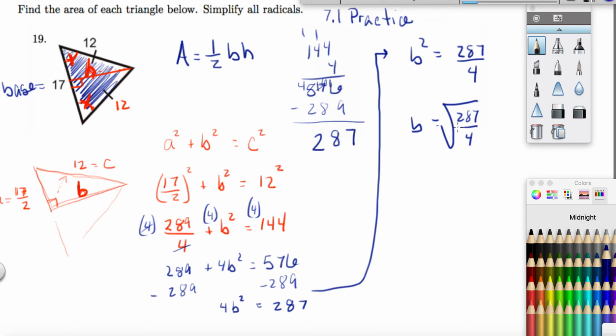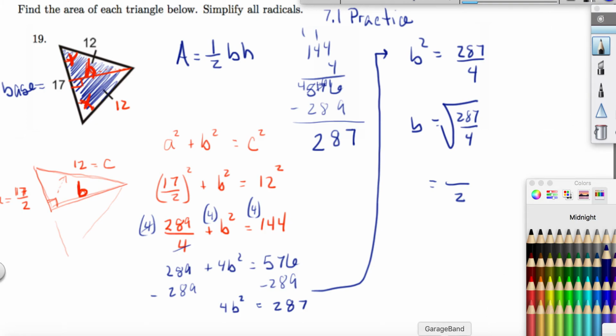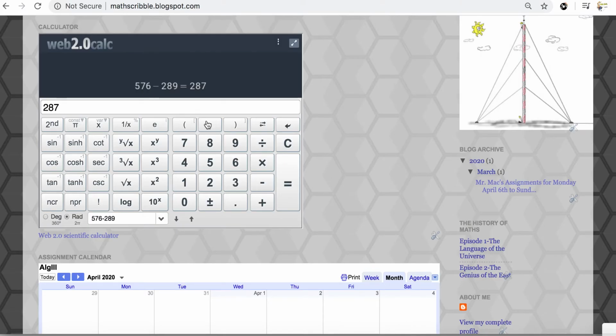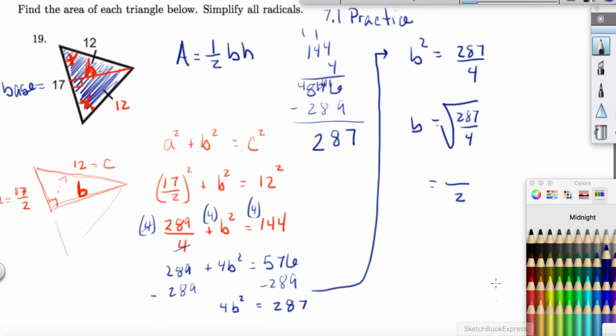The square root of 4 is 2. And 287, I don't think a whole lot is going to go into it. Let's see, 7 goes into it, 41 times. 41 is a prime number. So just 7 and 41 are the factors. So we're just going to leave it. It doesn't have any square factors in it. Okay, so that is the height.